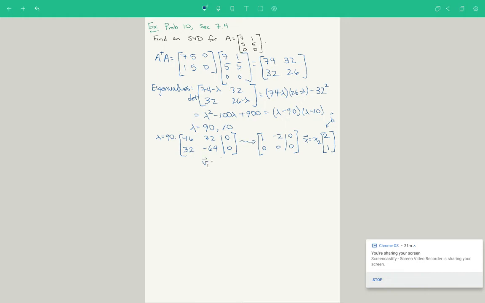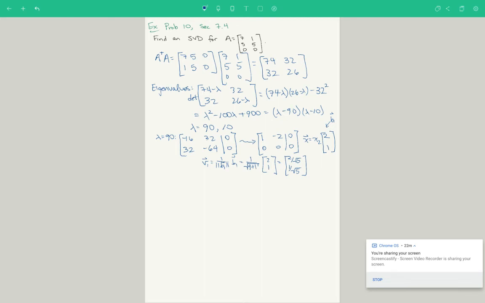We find the unit vector by taking 1 over the length of our vector and multiplying it by the vector. So here, 1 over our length is going to be 1 over the square root of each of those components squared. So 2 squared is 4, 1 squared is 1. So it's 1 over square root of 5 times our (2, 1). So our first vector here is going to be 2 over the square root of 5, 1 over the square root of 5. Okay, and that will be our first column in our V.